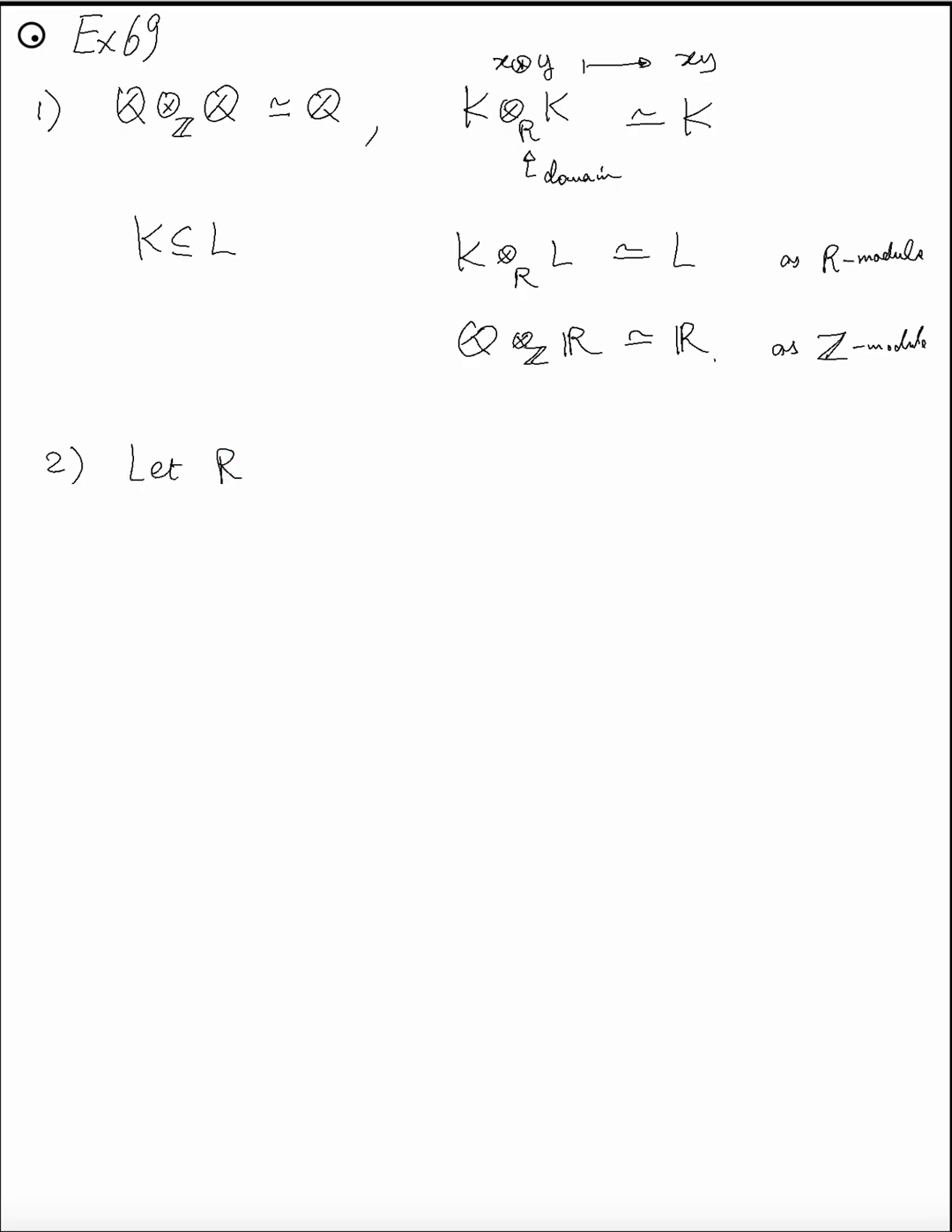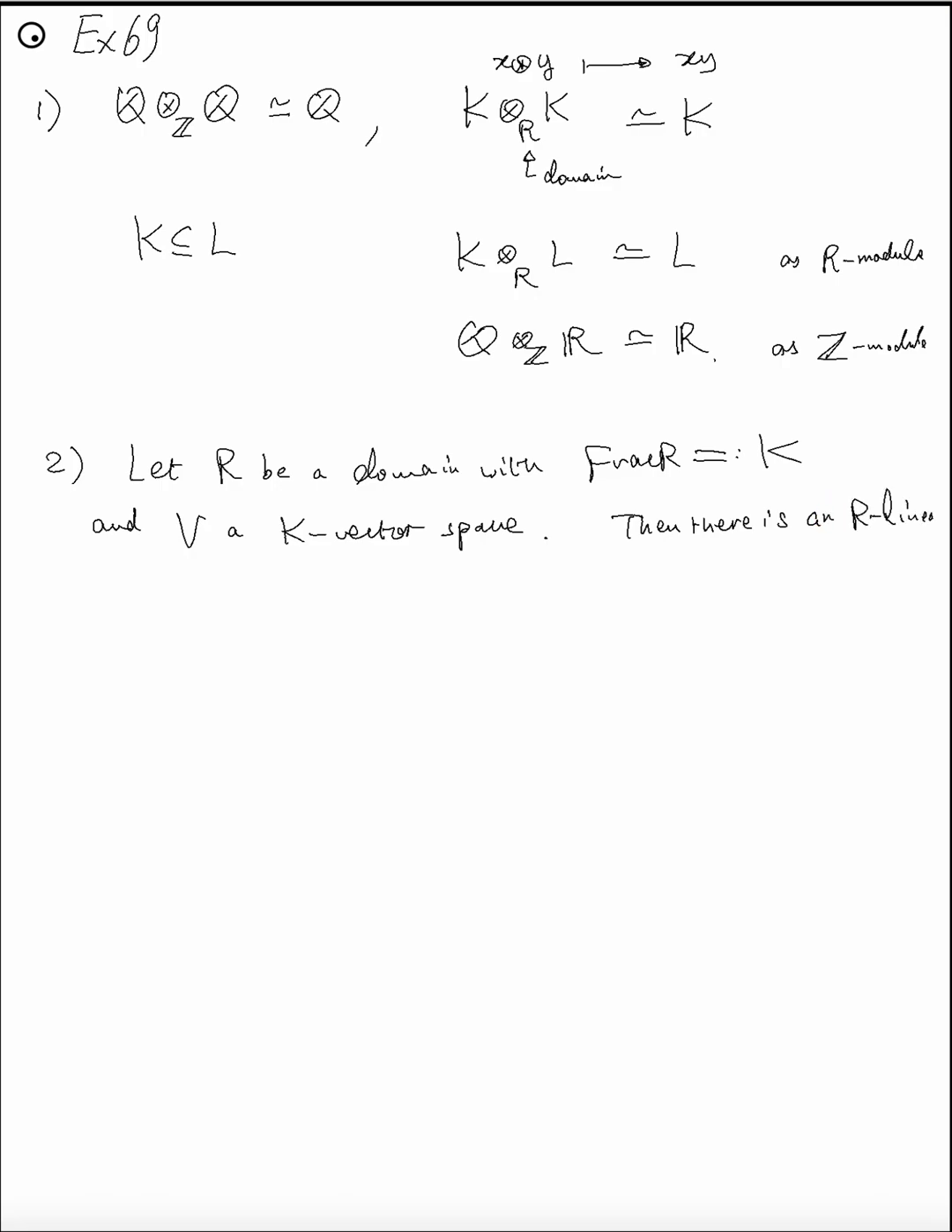So let R be a domain with fraction field K, and then let's take a K vector space W. And there is an R linear isomorphism K tensor over R with W, isomorphic to W. So in particular, this already contains all of this. Okay, this is already contained there.